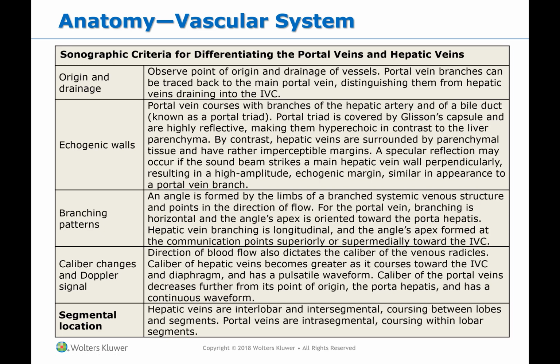Another interesting thing is that the portal veins run horizontal in the liver, while the hepatic veins are more sagittal, long. And the angles, the apex formed at the communication point superiorly and medially toward the IVC. So they're running at different angles. Just know that the portal veins are more horizontal and the hepatic veins run more long.